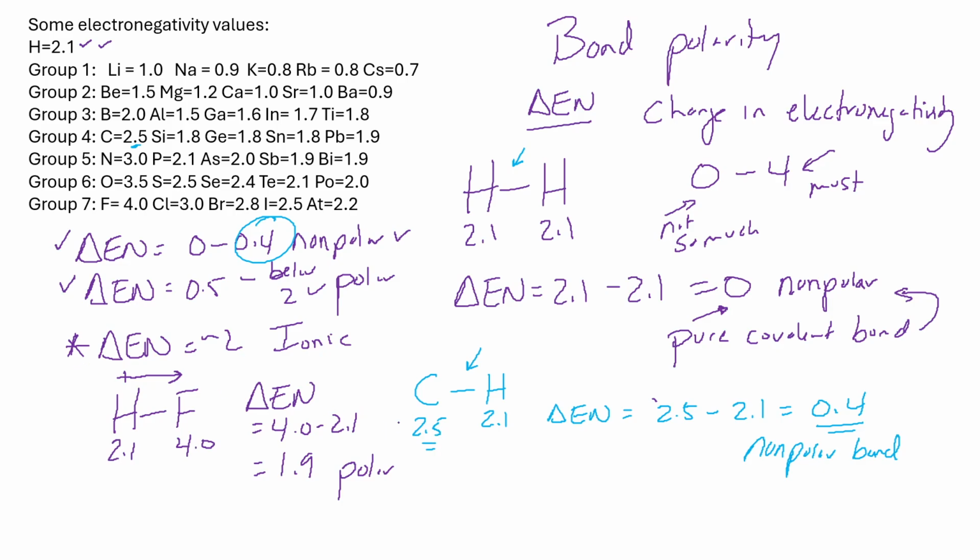Let's say we had a nitrogen and oxygen bond. We look at nitrogen here to find the value, which is 3.